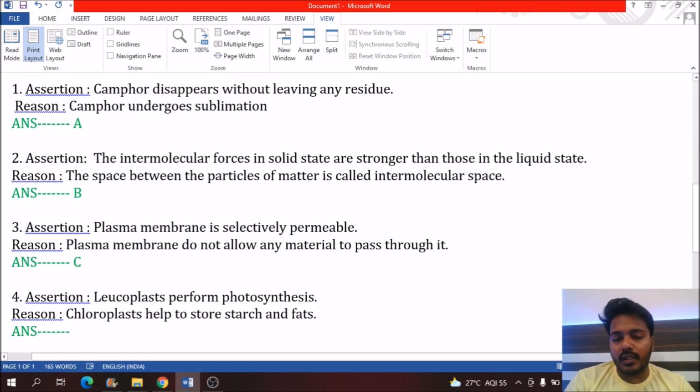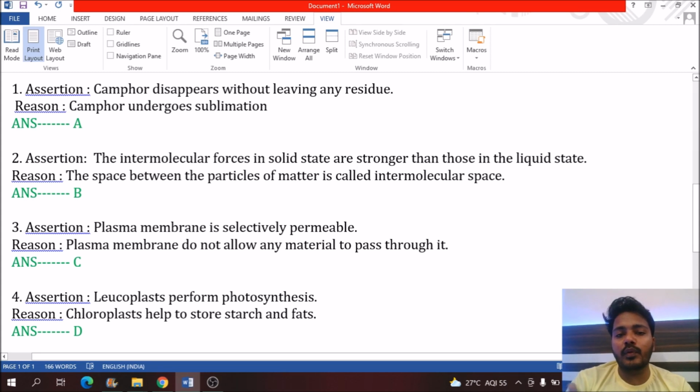Now in the fourth question the assertion is: leucoplast performs photosynthesis. Leucoplast is the organelle that helps in storing material. The assertion says it helps in photosynthesis, which means it is false. Now read the reason. Chloroplast helps to store starch and fat. This is again contradictory. So by reading them we can confirm that assertion and reason are both false individually. So option D will be the correct answer.